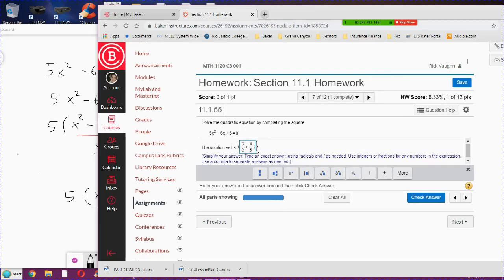I need to make sure, though, that the i is not in the denominator. You can put it in the numerator, but you can't have 4 over 5i. You have to have 4/5 times i.